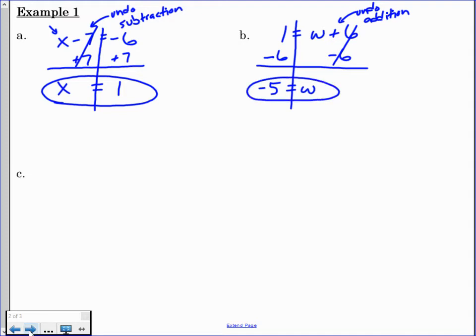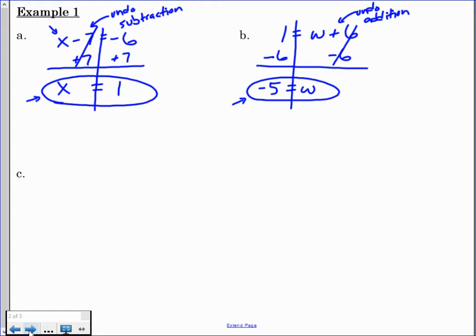And remember, for all of these, test your solutions, see if it works, okay? So for example, for this first equation here, for x equals 1, is 1 minus 7 negative 6? Yes, so I know that my solution is right. For this solution here, for part B, is 1 equal to negative 5 plus 6? Yes, negative 5 plus 6 is 1. So that is the solution. I got the correct solution. I know that I'm right.